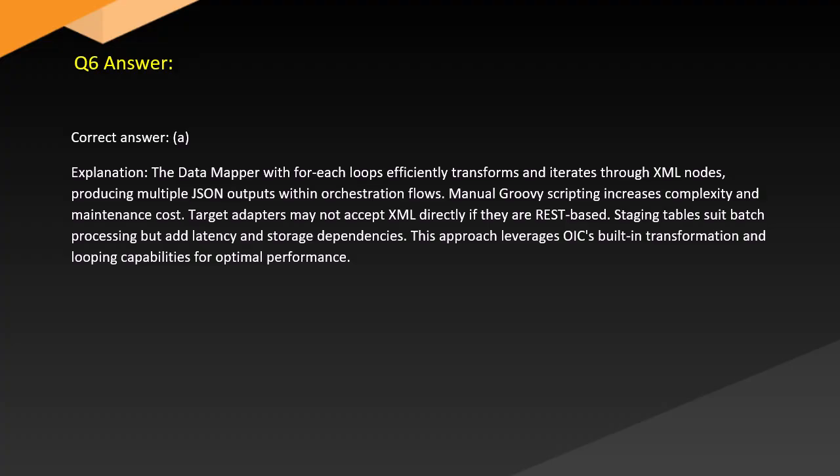The data mapper with for-each loop sufficiently transforms and iterates through XML nodes, producing multiple JSON outputs within orchestration flows. Manual Groovy scripting increases complexity and maintenance cost. Target adapters may not accept XML directly if they are REST-based. Staging tables suit batch processing but add latency and storage dependencies. This approach leverages OIC's built-in transformation and looping capabilities for optimal performance.